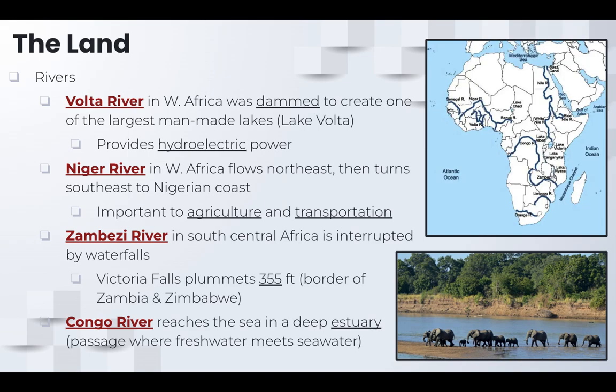And then the Congo River is probably next to the Nile, probably the next longest river. But this is a very important river here. And it reaches the sea in a deep estuary. Okay, so there's an estuary right here, and this is where the fresh water meets the salt water. So it's like an inlet kind of where it comes in and meets the sea. Okay, or the ocean in this case.